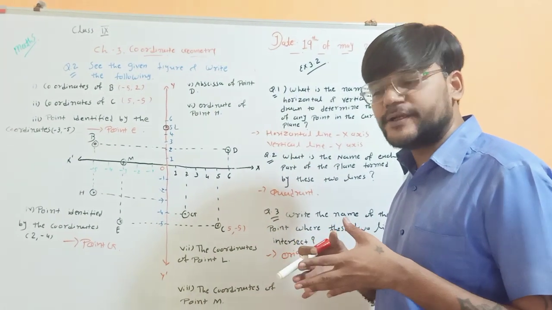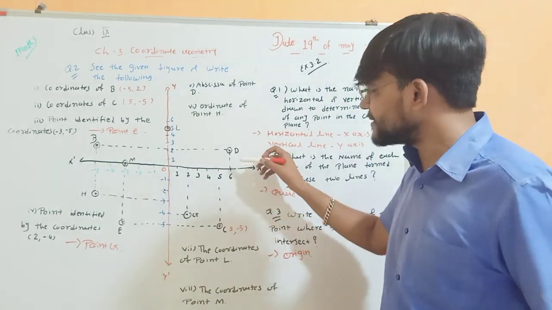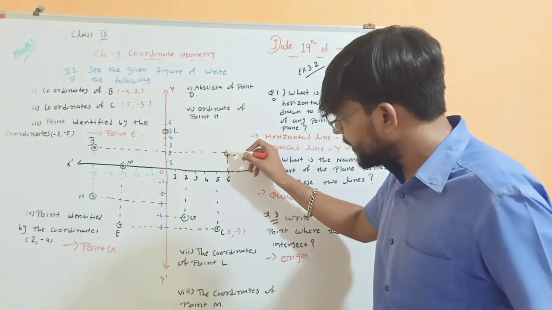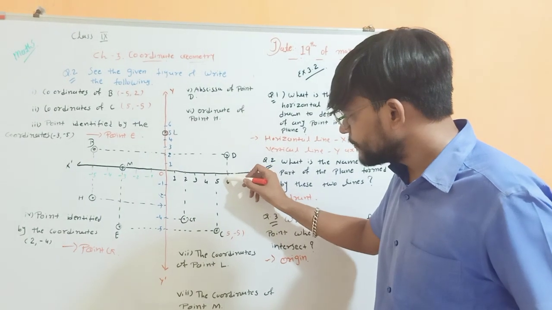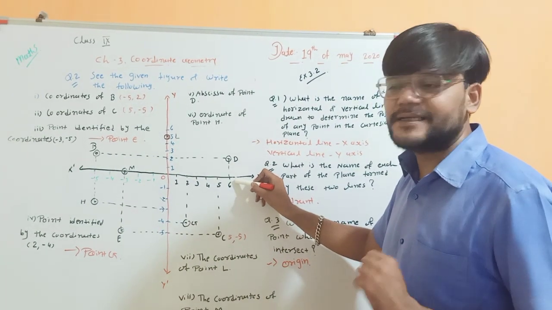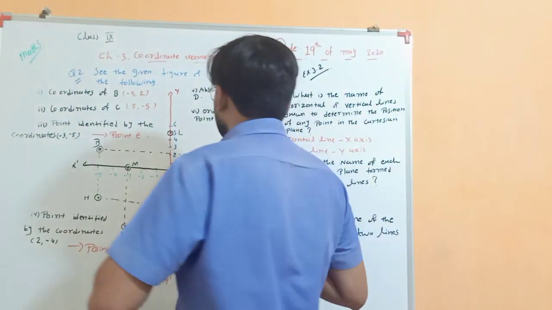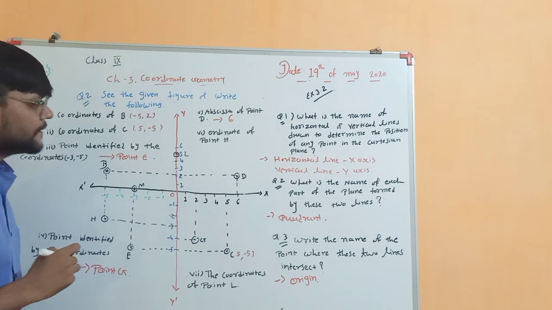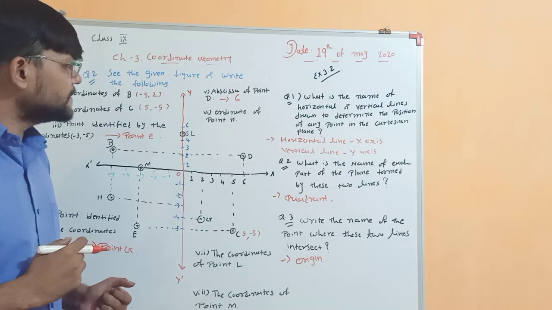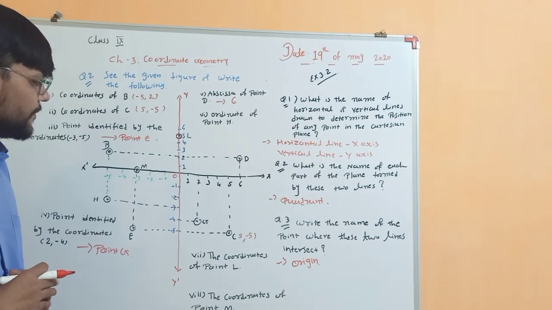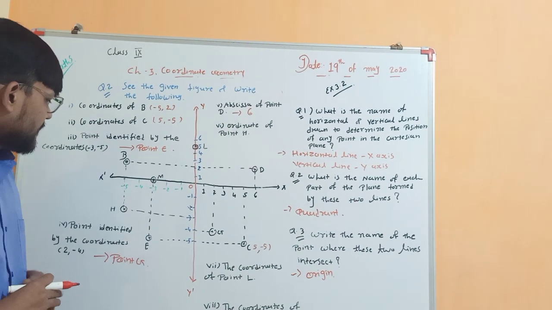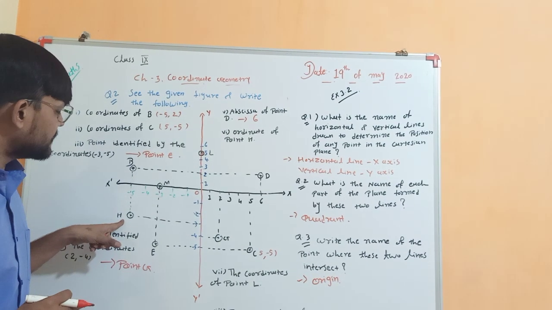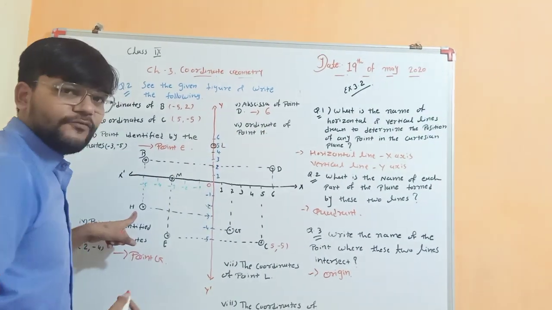To find the x coordinate, we have to draw perpendicular line on the x axis. So if you draw perpendicular line on the x axis from point D, you will get integer 6. That means positive 6. So abscissa of point D is plus 6. Right? Now next question is find the ordinate of point H. Here your point H is lying in the third quadrant, and ordinate means the y coordinate.